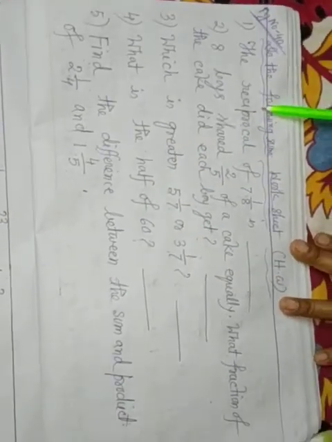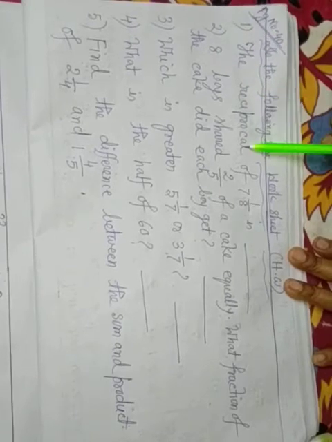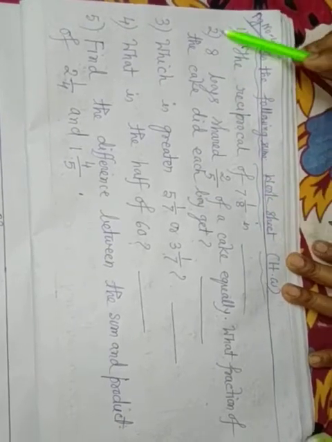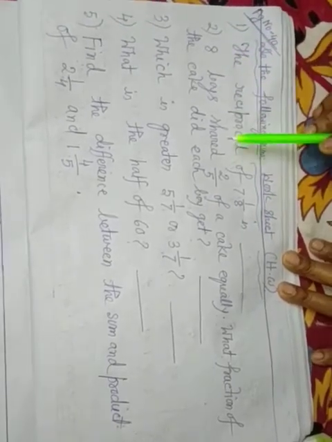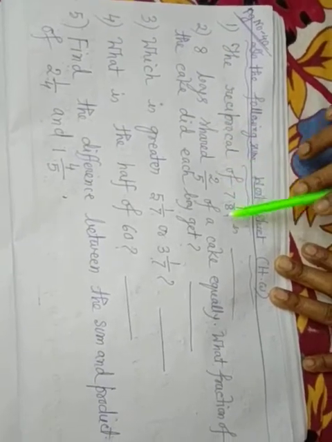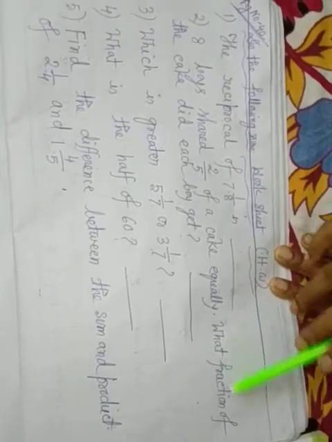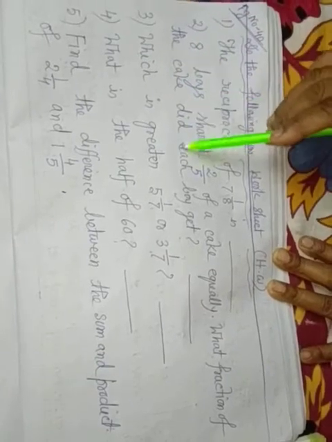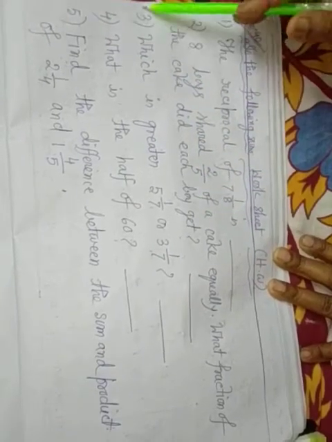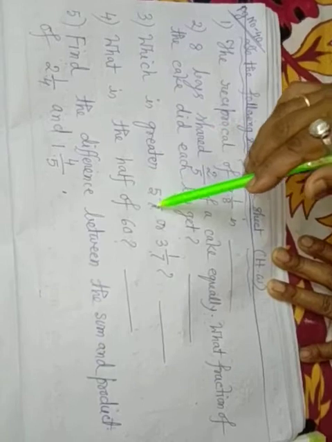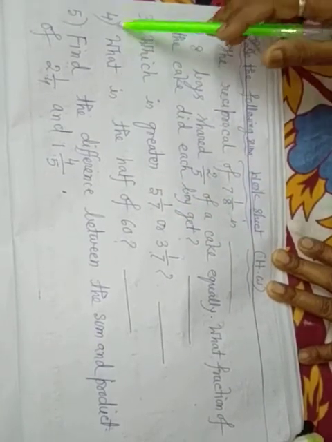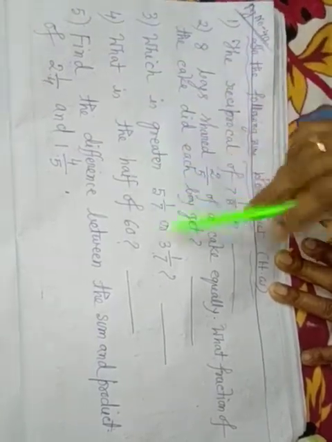Okay, I'll repeat it again. The reciprocal homework. Number 1. The reciprocal of 7 1 by 8 is. Number 2. 8 boys share 2 by 5 of a cake equally. What fraction of the cake did each boy get? 3. Which is greater, 5 1 by 7 or 3 1 by 7? 4. What is the half of 60?